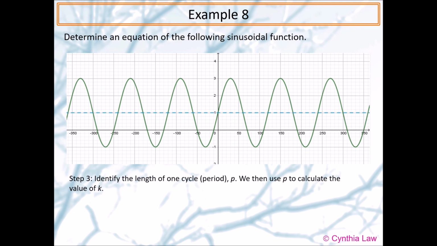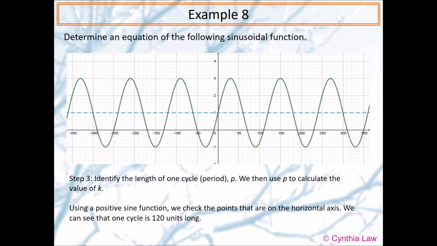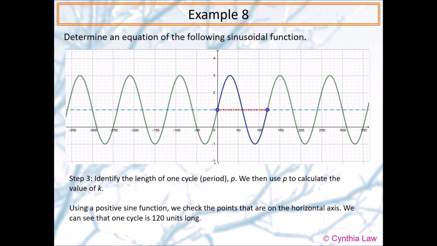identify the length of one cycle, or period, P. Using a positive sine function, we want to check the points that are on the horizontal axis. From the starting point to the end point of this one cycle, we can see that it is 120 units long. So P is 120 - 0, which is 120 units. So k is going to be 360 divided by P, which is 360 divided by 120, and we get 3.